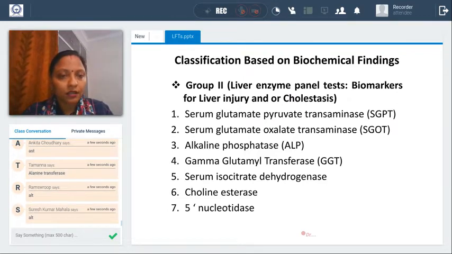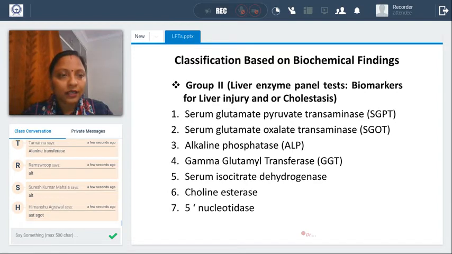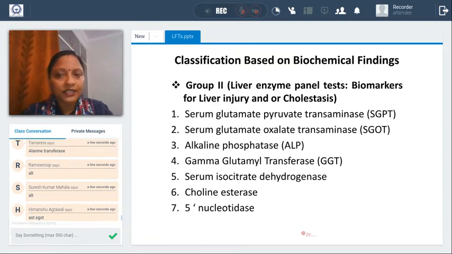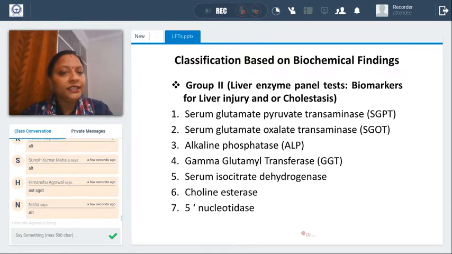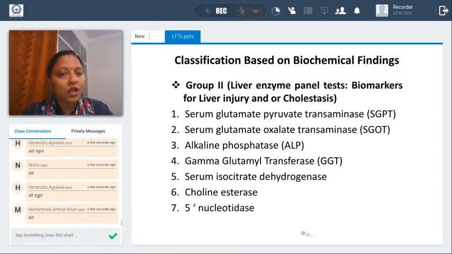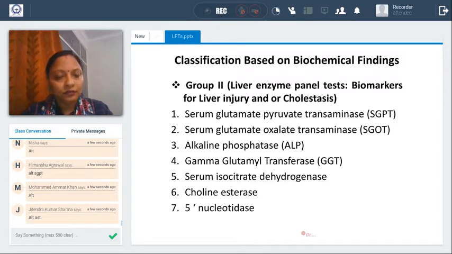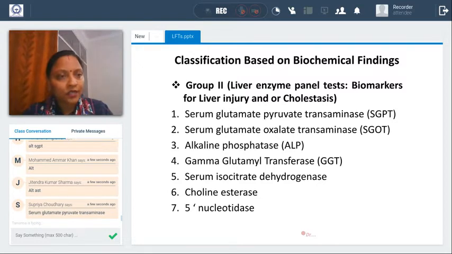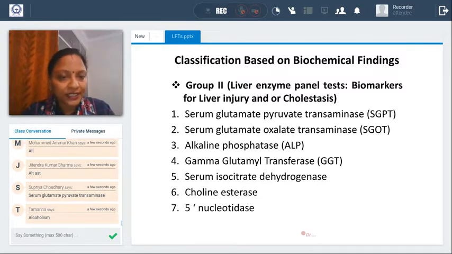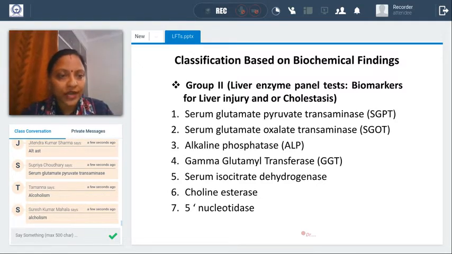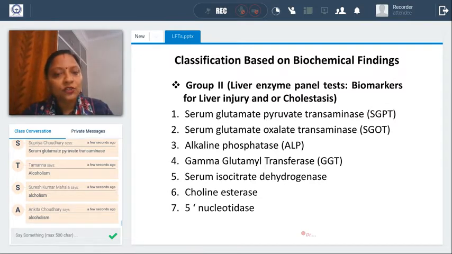Alanine transaminase ALT and aspartate transaminase SGOT. Next is alkaline phosphatase. You all know gamma glutamyl transferase, that is GGT. Why is GGT important? This is the biomarker for which disease? Please write in the box. Alcoholism. Yes, right. Serum isocitrate dehydrogenase.